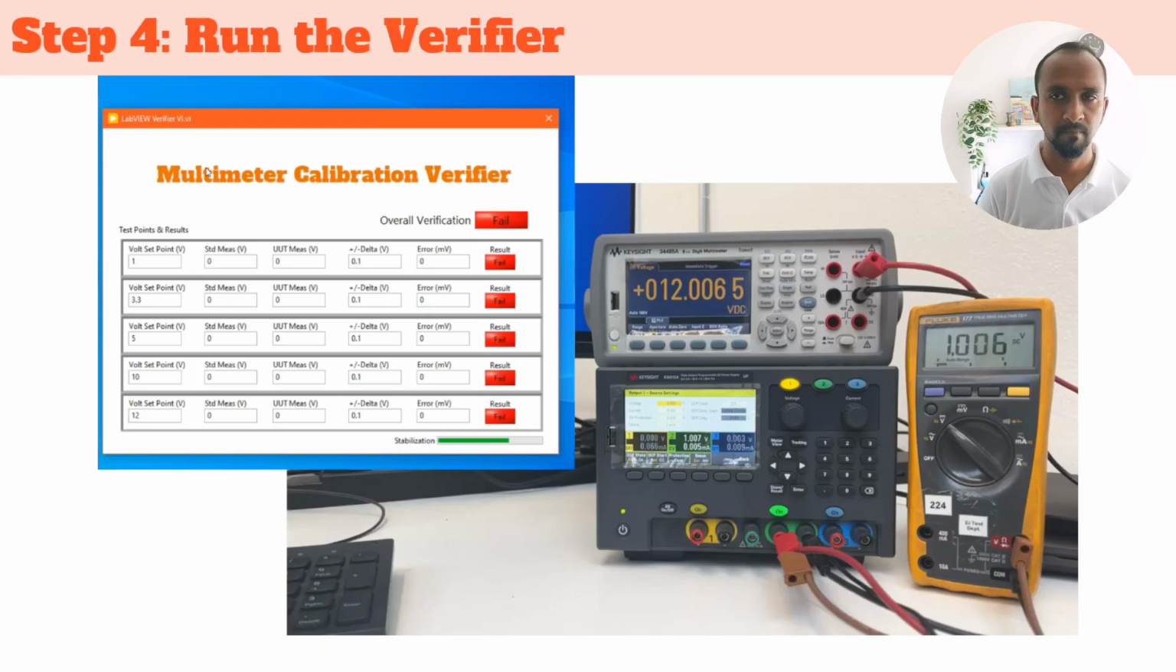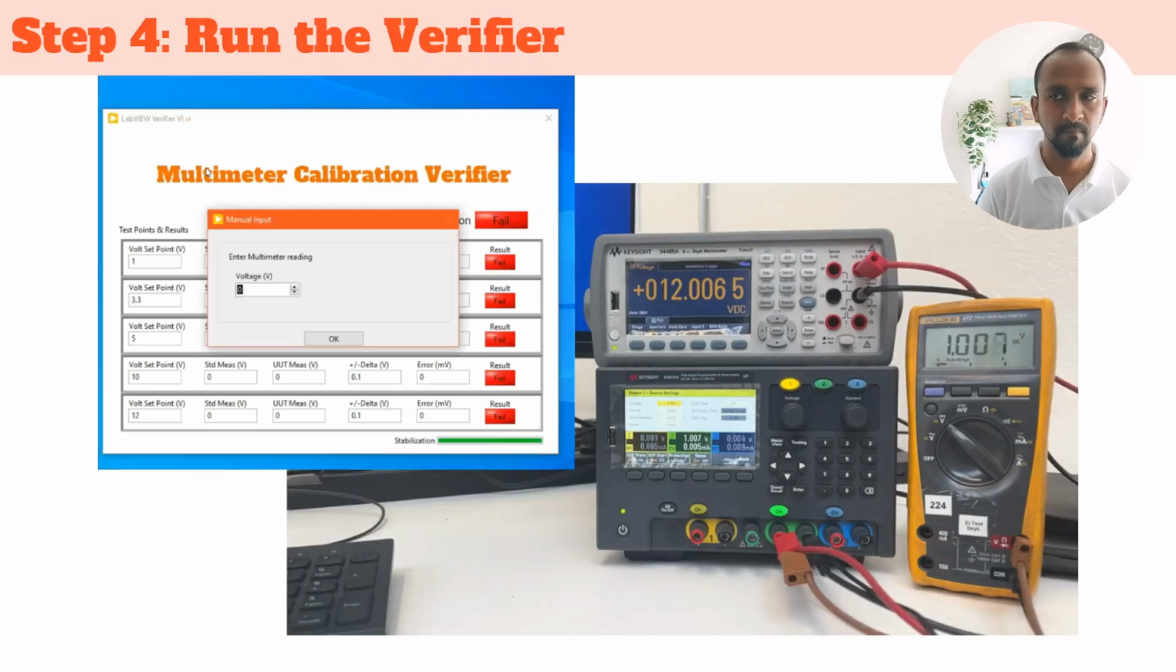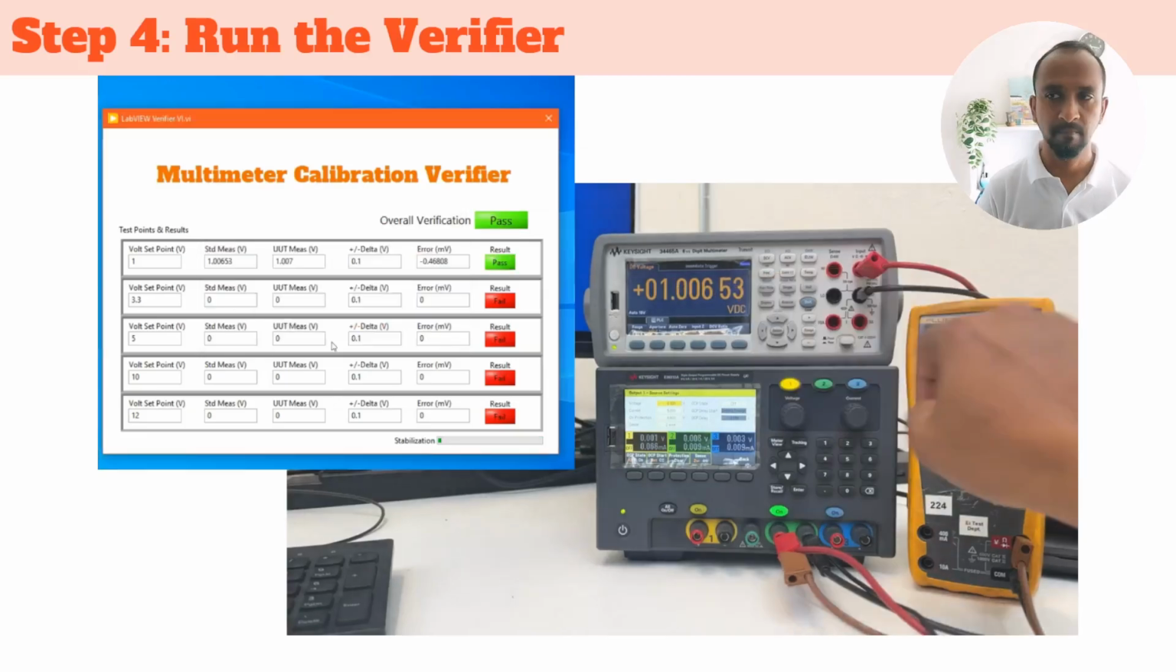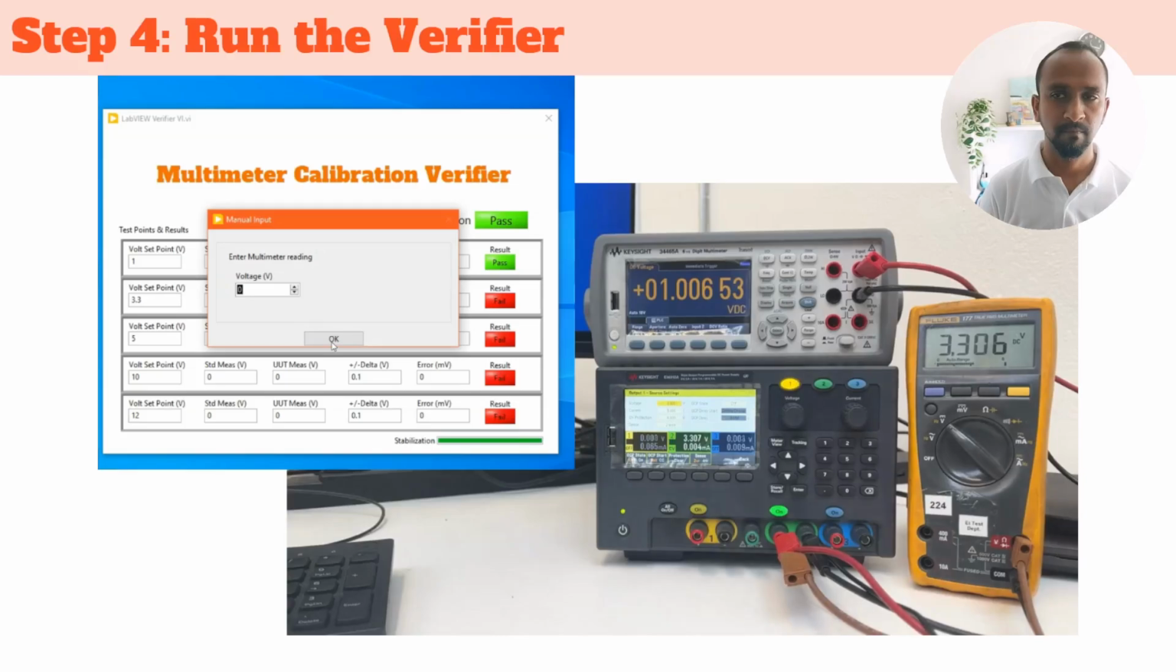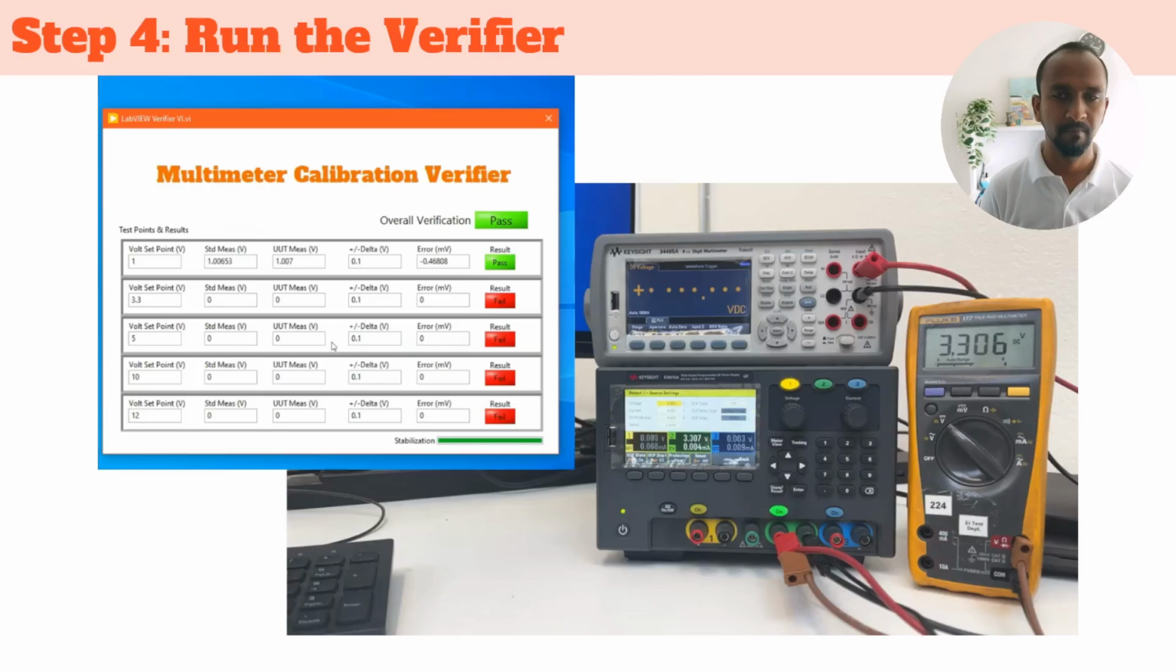it is going to set the 1 volt first, and the input is going to enter. The input that we need to enter is from the multimeter reading, which is 1.007. So 1.007, hit OK. So that now reads from the standard and cross verifies and passes it. Now it goes for the next one, 3.3 volt, and for 3.3 we read it as 3.306, and that I enter, and it reads back from the standard reference and makes the comparison.